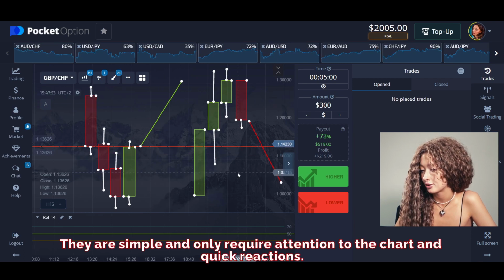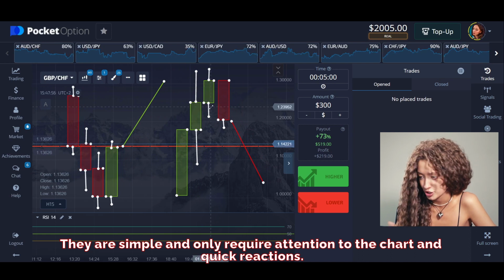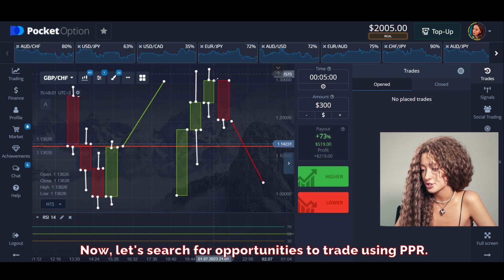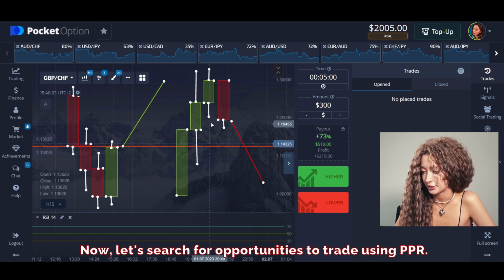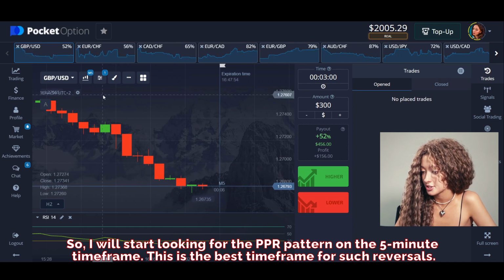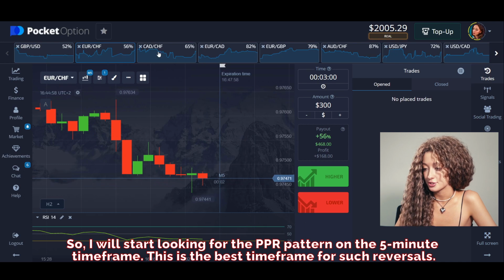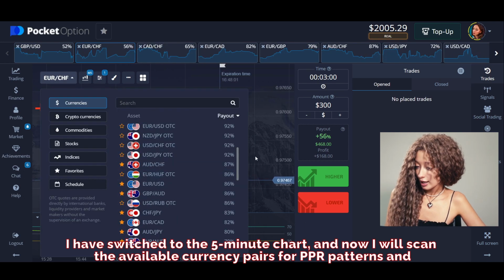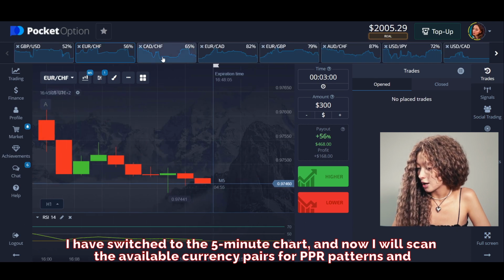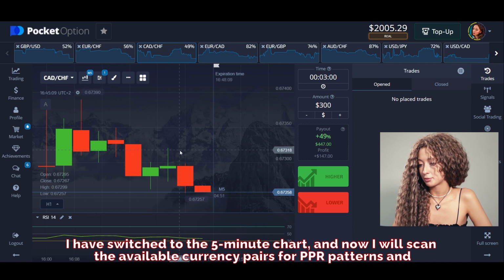They are simple and only require attention to the chart and quick reaction, of course. Now let's search for opportunities to trade using PPR. So, I will start looking for a PPR pattern on the 5 minutes time frame. This is the best time frame for such reversals. I have switched to the 5-minute chart and now I will scan the available currency pairs for PPR patterns and potential market reversals.